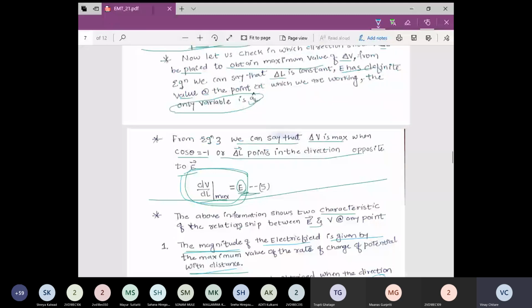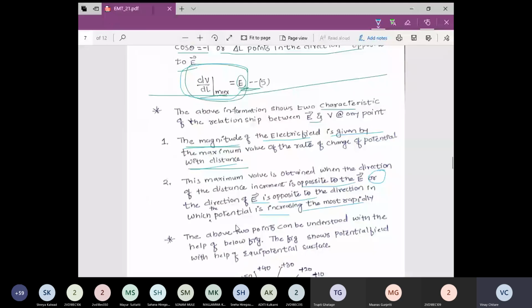So now from this we got to know two things. One is the magnitude of the electric field, which is the maximum rate of change, and the direction of the electric field is opposite to the direction in which the potential is increasing rapidly. Now we can try to understand these two points by referring to this figure.